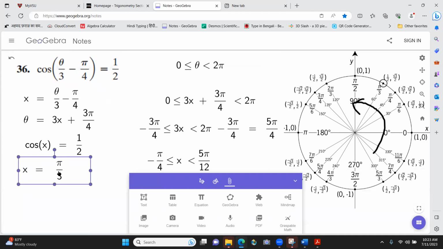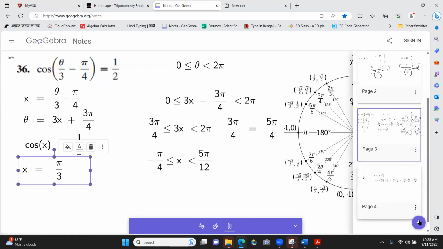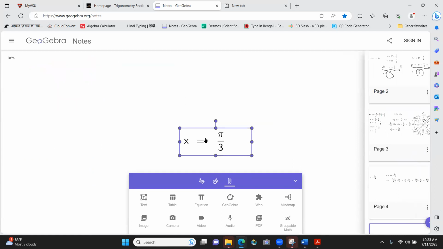Let me double check I didn't mess up. Okay, almost done. I have to go back and find theta, and I'm going to do it on the next slide. Do it on the next slide.